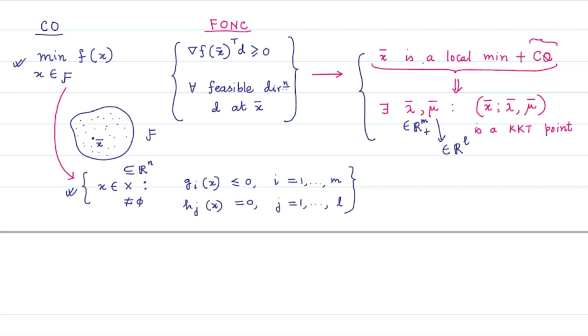If x bar is a local minimum, then this condition will happen to be true, that x bar is a KKT point, but provided the constraint qualification holds. And the first order sufficient optimality condition is that if x bar is a feasible point of this constrained optimization problem, such that at x bar you have some Lagrange multipliers lambda bar and mu bar, so that this triplet x bar, lambda bar, mu bar satisfies the KKT optimality conditions.